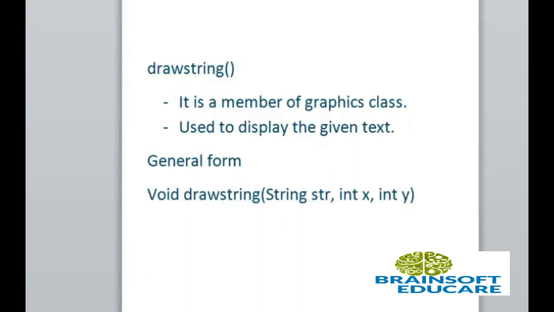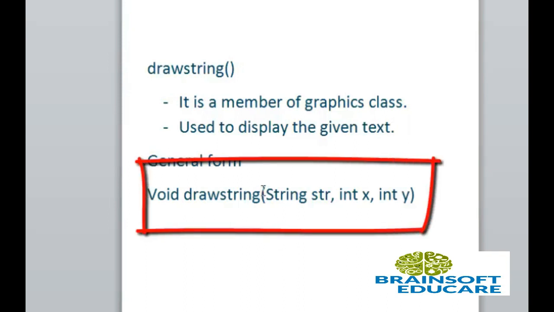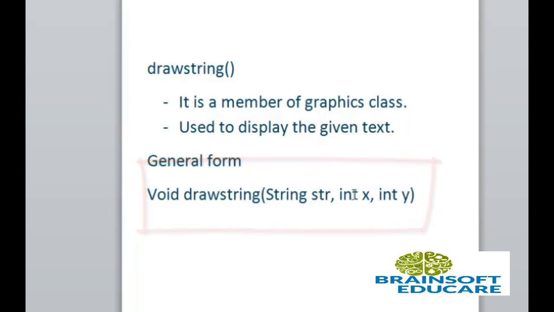Here is the general form of drawString. drawString method contains string str, integer variable x, integer variable y as parameters. Here str is the string to be drawn, x is the x coordinate, y is the y coordinate. Now let's check the example.